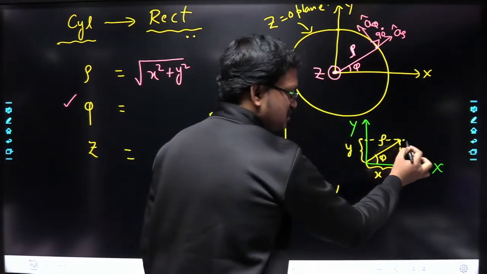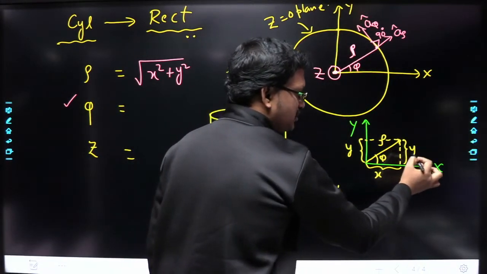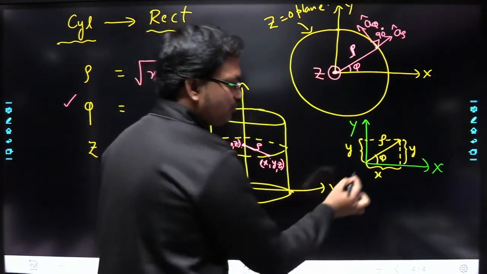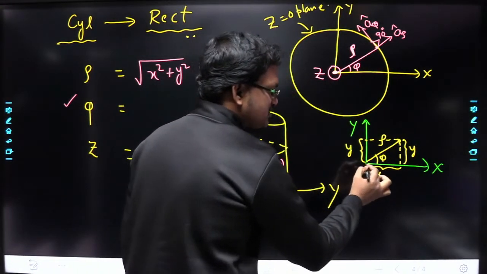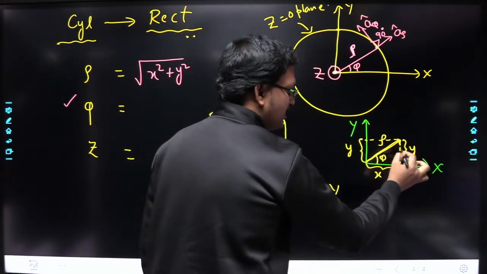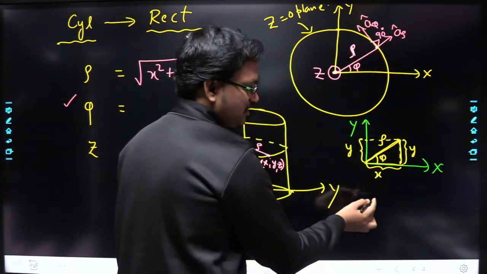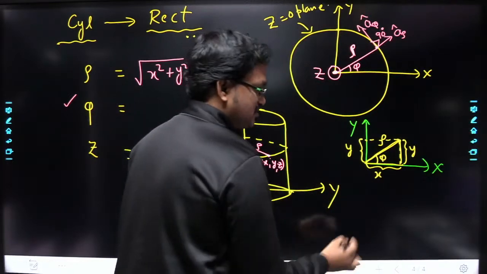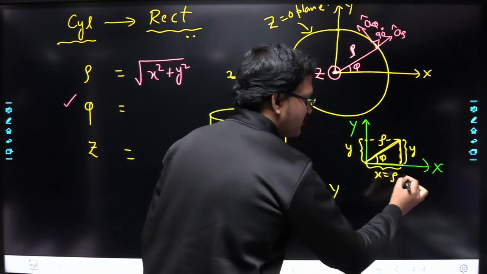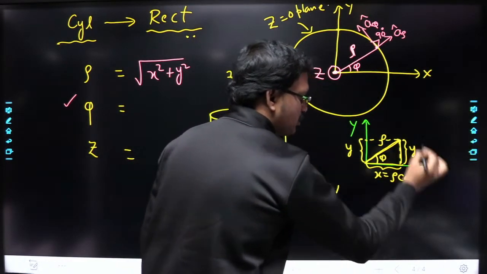So that means the distance from here to here is also nothing but y. Understood? Now from this right angle triangle, how can you write x here? X is nothing but the component of rho along the x-axis. That is equal to rho cos phi.